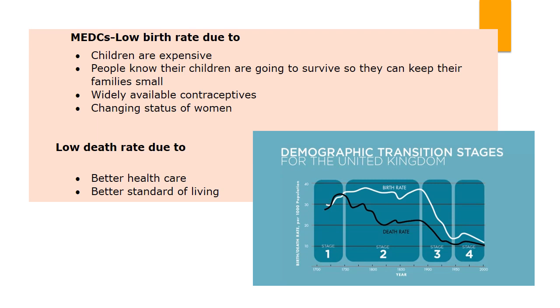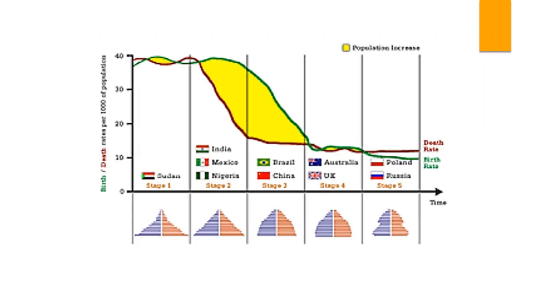So this is the chart of the United Kingdom. This is the demographic transition of the United Kingdom. Let us understand which country is in which stage of demographic transition. In stage 1, till date you can see Sudan is having a high birth rate and high death rate.